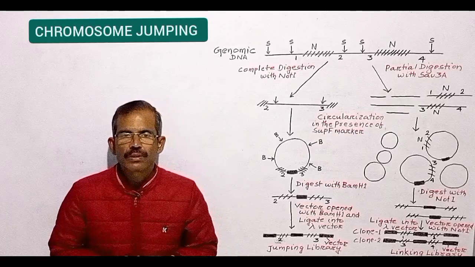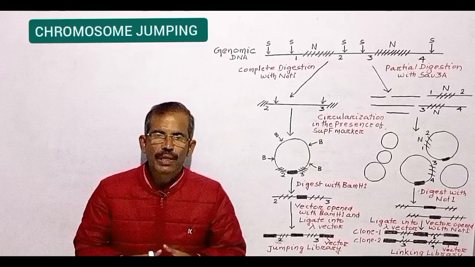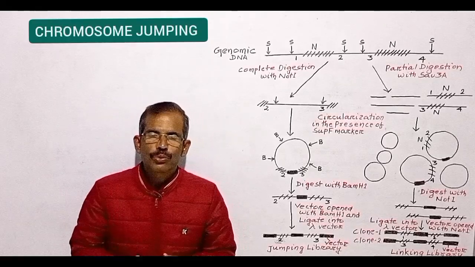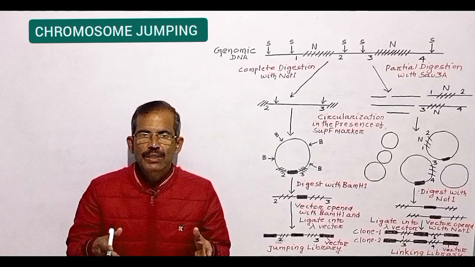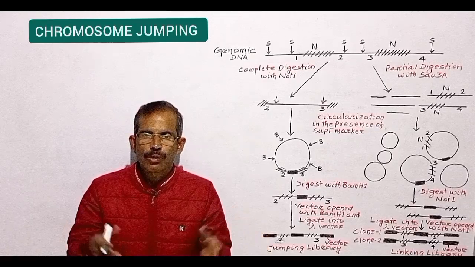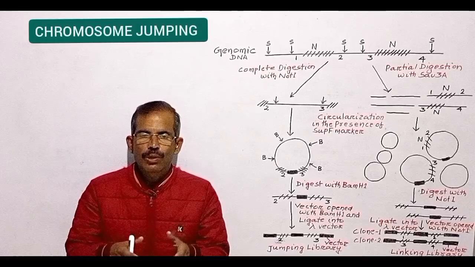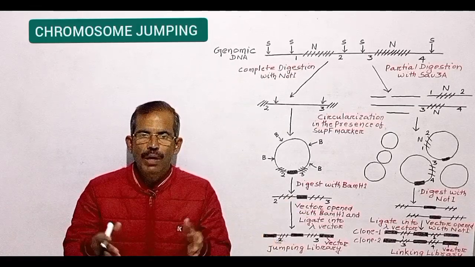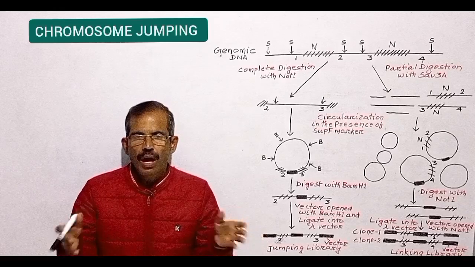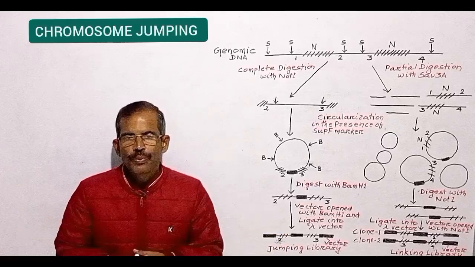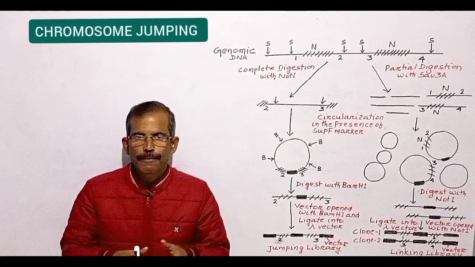Chromosome jumping is a method of positional cloning. It is used to identify and isolate a specific gene based on its position on the chromosome, especially when the gene is located far from a known marker. This technique is used to clone large DNA fragments. Chromosome jumping is faster than chromosome walking.